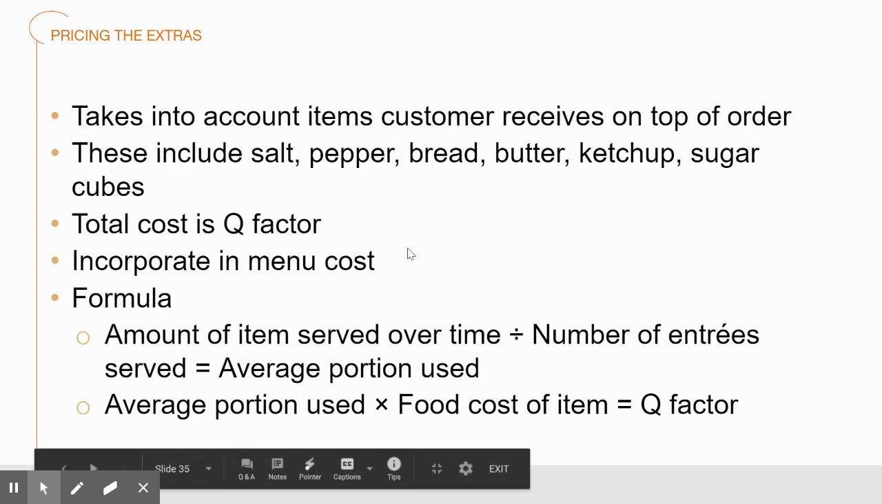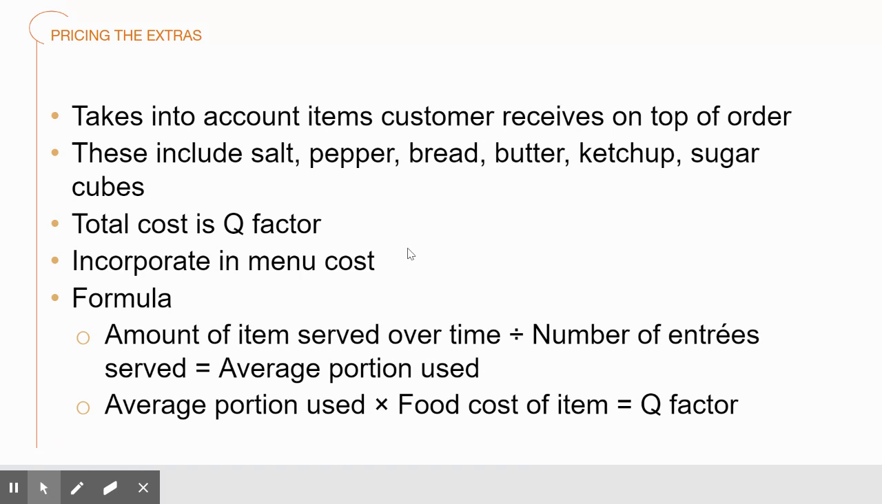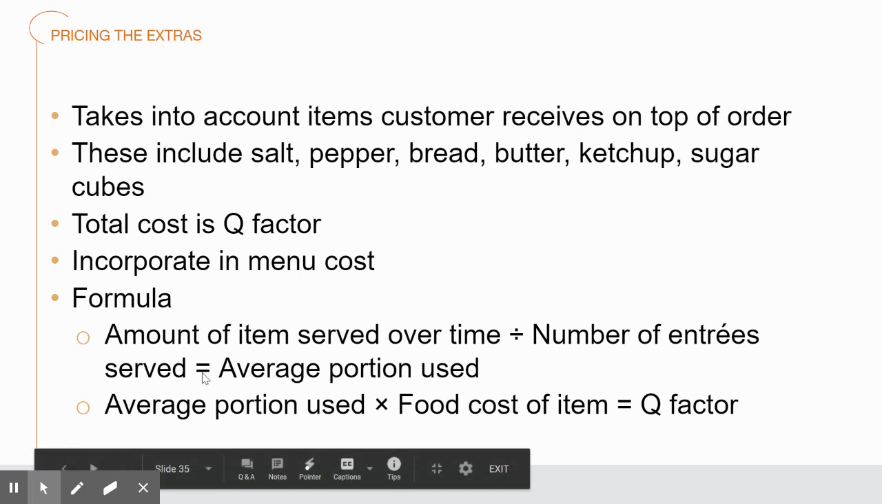And finally, when you're looking at pricing your menu and what it's going to cost to run your restaurant, you need to take into account the items that the customer gets but that they don't order. So salt and pepper, bread, butter, ketchup, sugar. These are the Q factors, and so you need to incorporate those in a menu cost as well. So the formula for the Q factor is the amount of an item served over time divided by the number of entrees served, which gives the average portion used. So the average portion used times the food cost of an item is going to be your Q factor. And you've got to add that on when you're pricing your menu items.